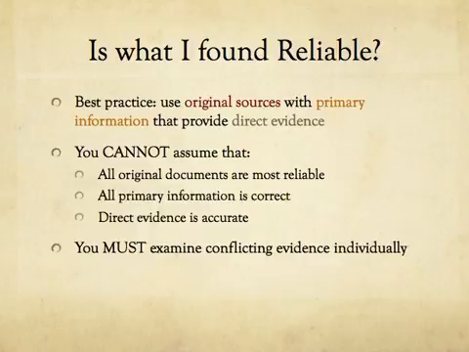So after all of this classification, how do you know if the source and information are providing reliable evidence? Best practice is to use original sources that contain primary information given by an eyewitness that provides direct evidence to answer your research questions. You cannot assume that all documents are most reliable, that all original documents are most reliable, or that all primary information is correct, or that direct evidence is accurate. You must examine conflicting evidence individually.